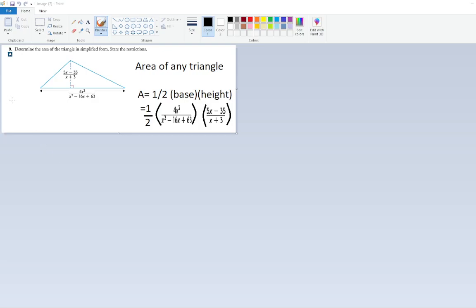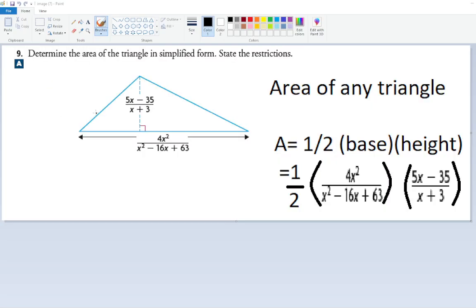So like all of these, it's really about simplifying, and they've just tried to make it a practical situation. They're going to give you the base, and they're going to give you the height, and they're going to expect you to know the area formula for a triangle, which is half times whatever the base is times whatever the height is. But ultimately, it just comes down to this.